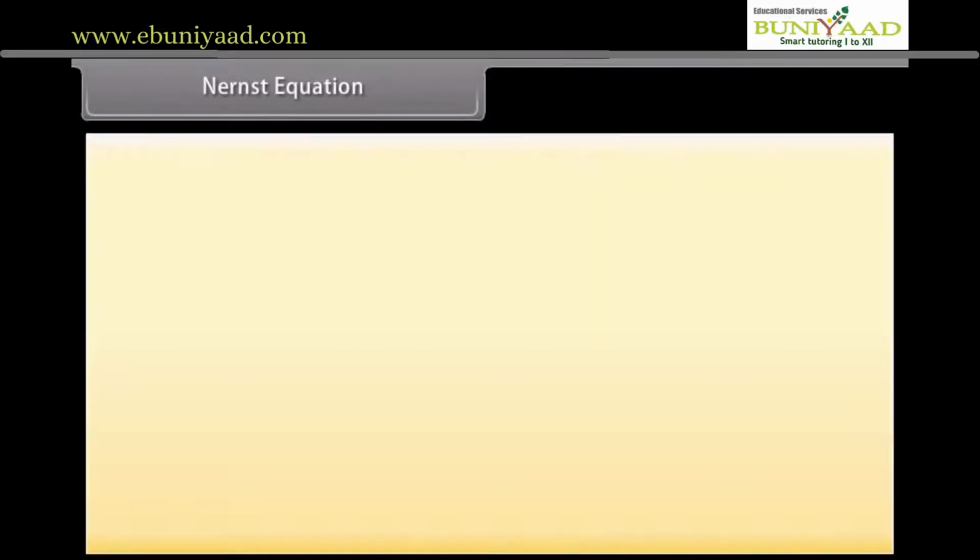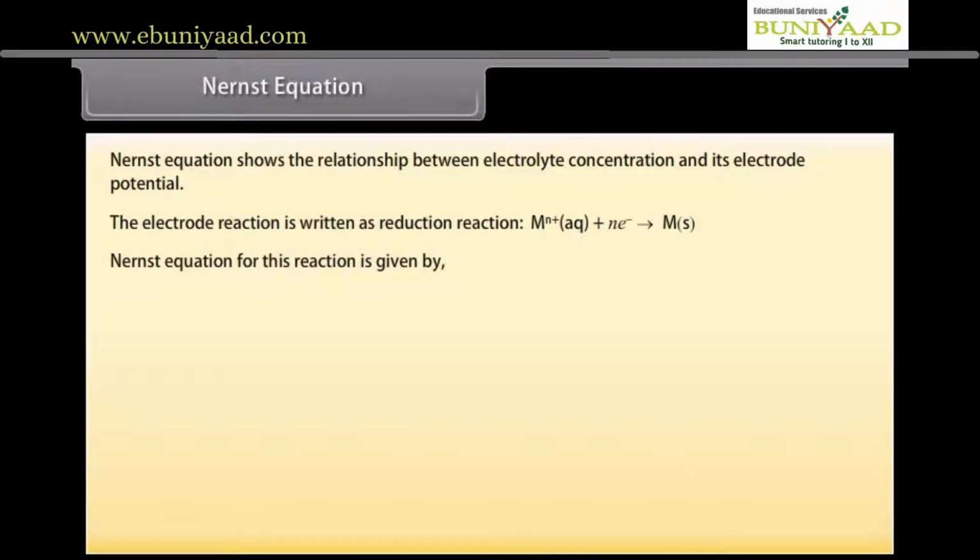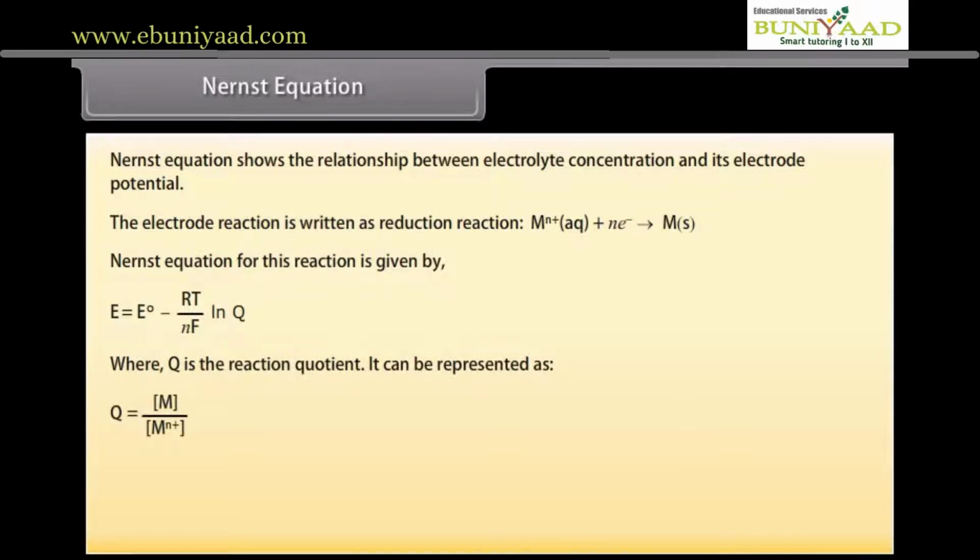Nernst equation. The Nernst equation shows the relationship between electrolyte concentration and its electrode potential. The electrode reaction is written as a reduction reaction. The Nernst equation for this reaction is given by E is equal to E naught minus RT upon nF multiplied by natural log of Q, where Q is the reaction quotient. It can be represented by M upon M-ion. Put the value of Q in the above equation.